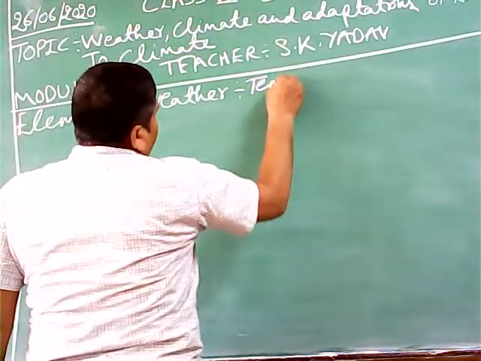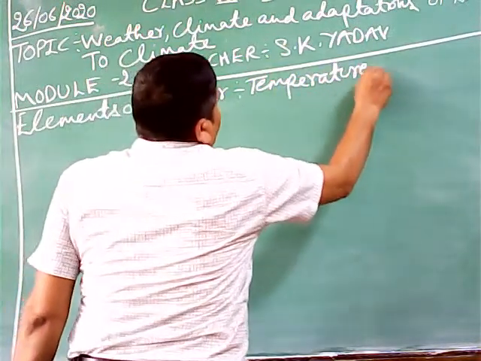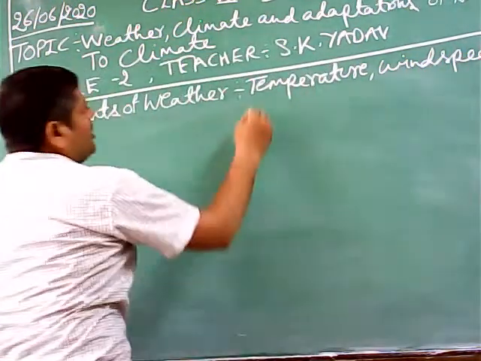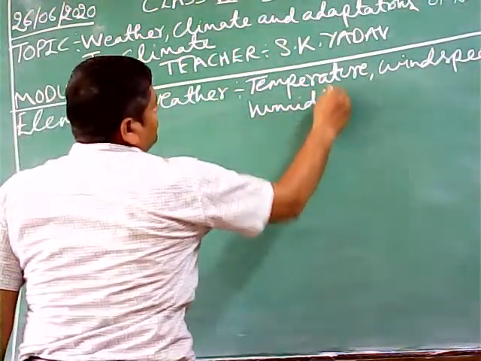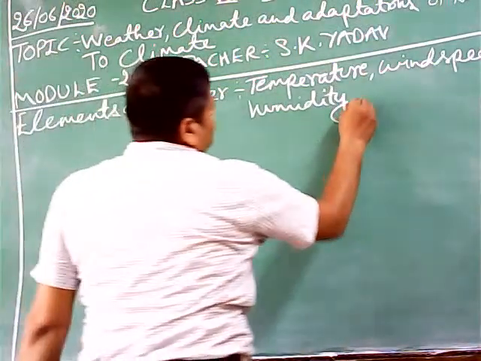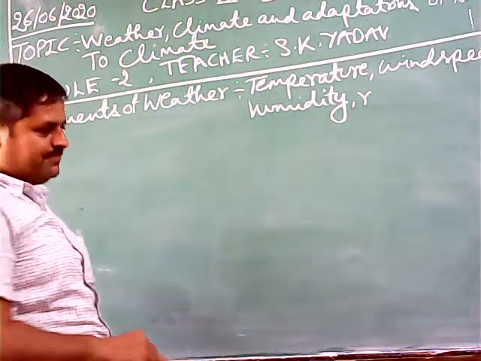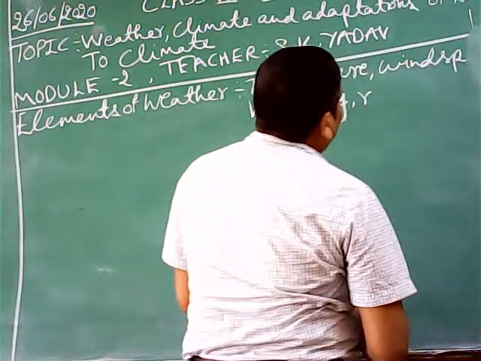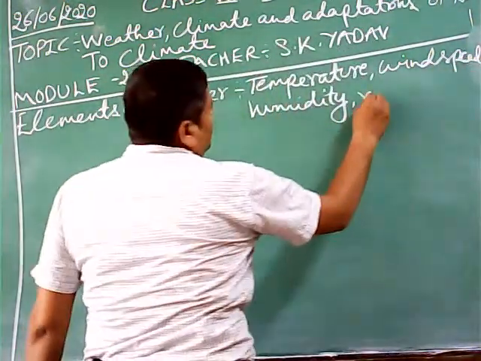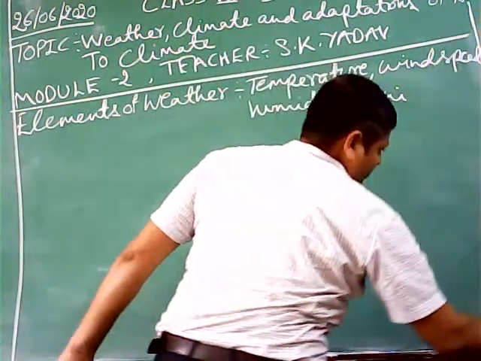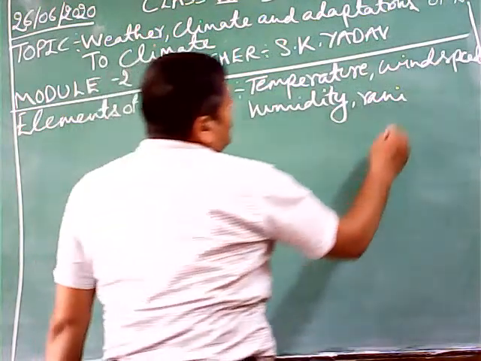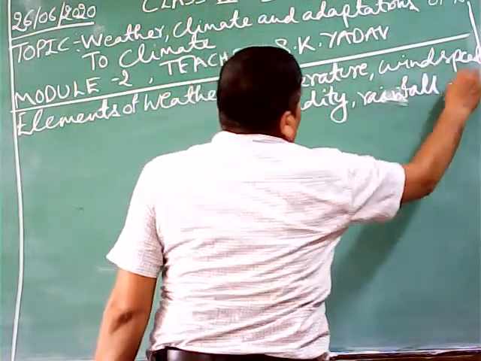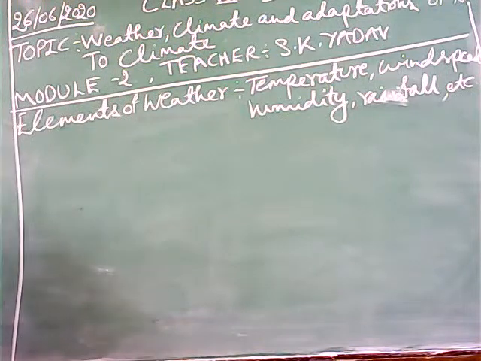It is temperature, wind speed, humidity, rainfall, etc. These are called elements of weather. Okay, children?